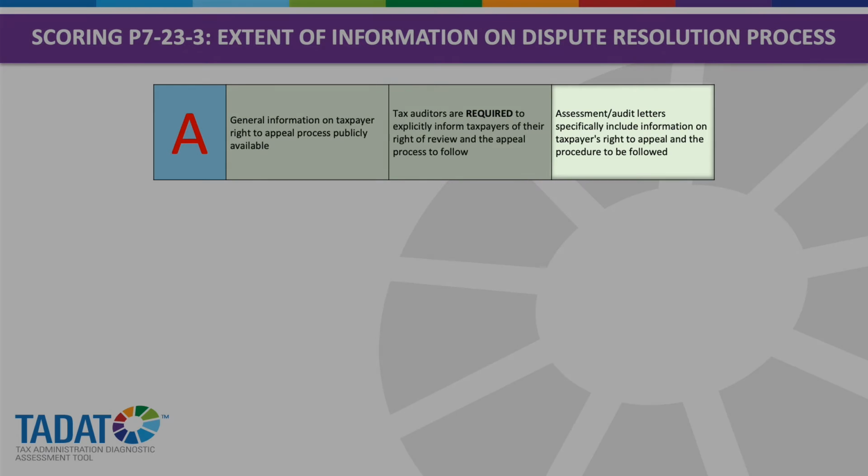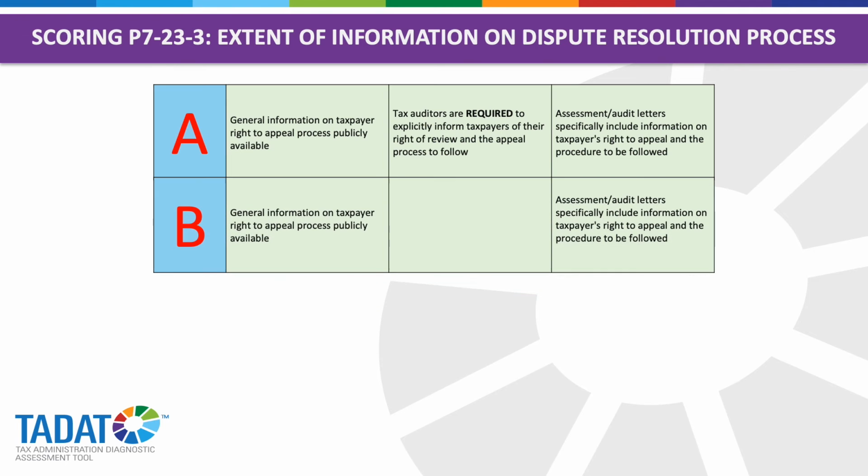Audit finalization letters, notices of assessment, and notifications of administrative outcomes must specifically include information about the taxpayer's right to appeal and the procedure to be followed. For a B-level score, general information about the taxpayer's right to appeal and the process must be publicly available. Audit finalization letters, notices of assessment, and notifications of administrative outcomes must specifically include information about the taxpayer's right to appeal and the procedure to be followed. However, tax auditors may not be required to inform taxpayers of their right of objection and the appeal process to follow.